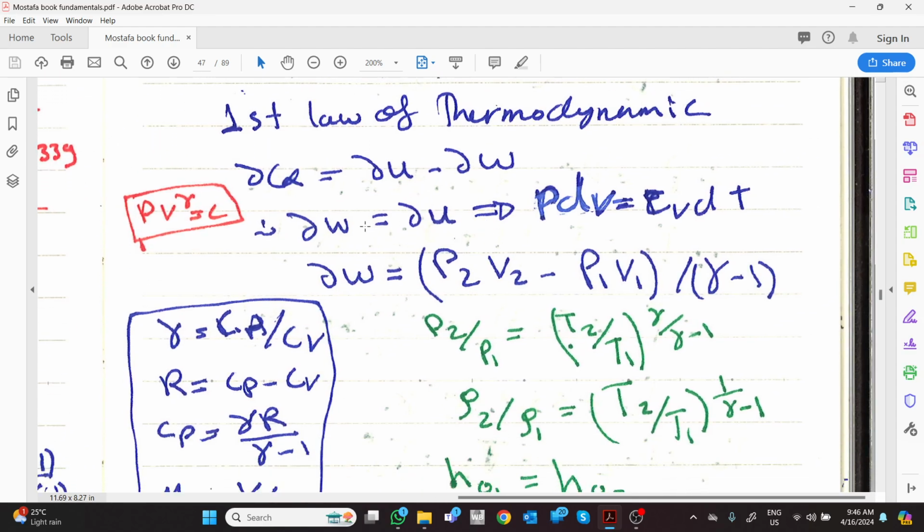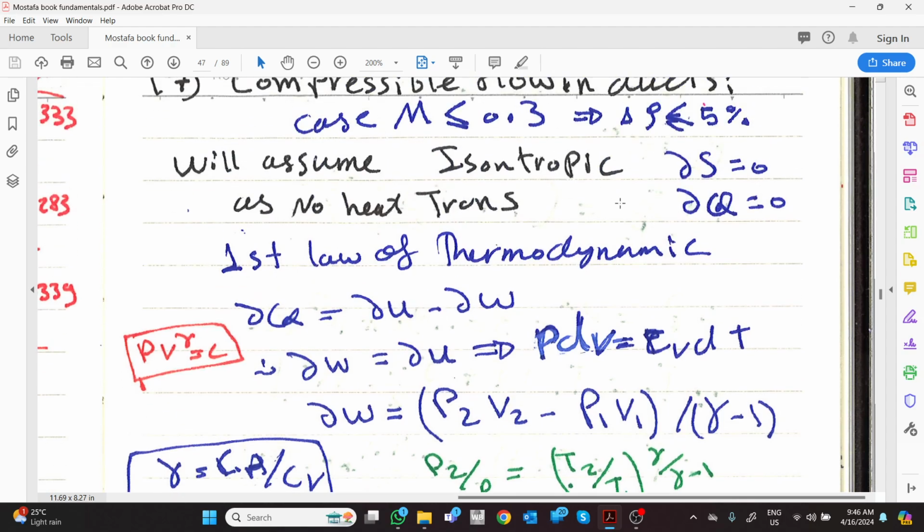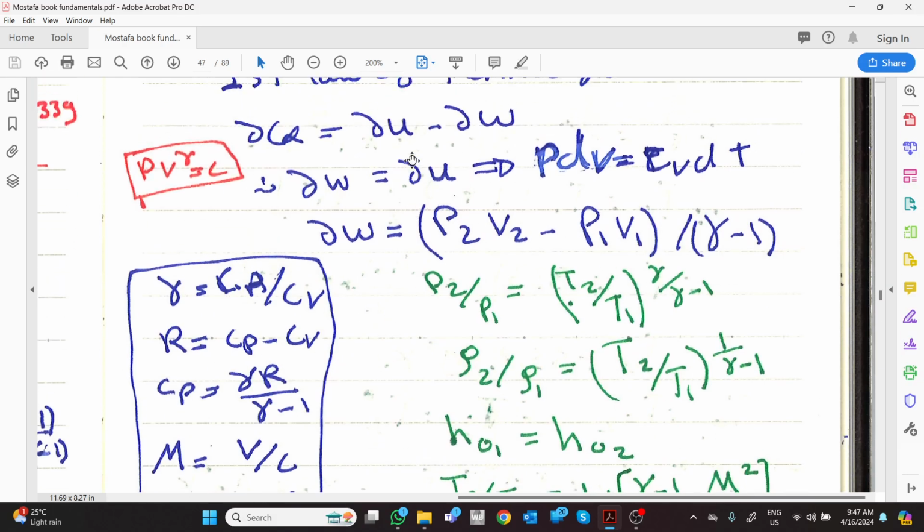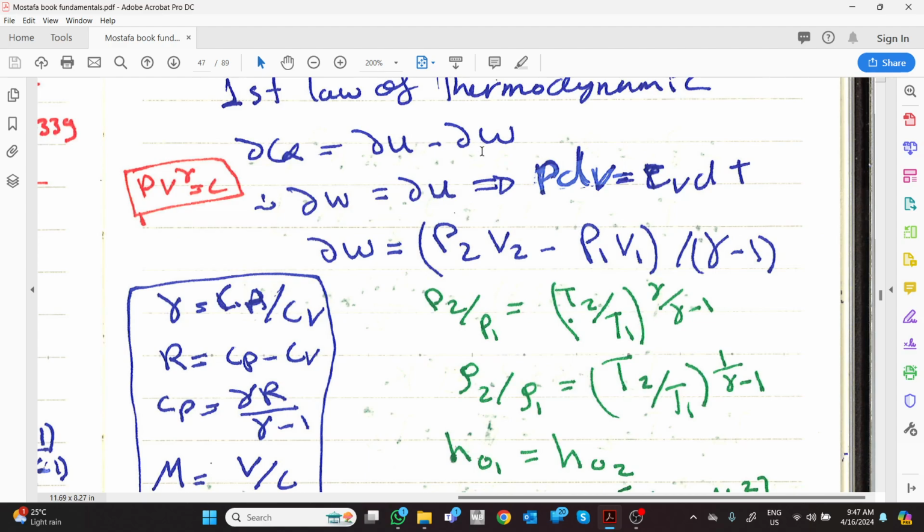Okay, work in case of no heat, which means it is an adiabatic process. Isentropic is an adiabatic process, but not every adiabatic process is isentropic. So we can write that the change in the work is equal to the change of the internal energy, where the change of the work is P dV and the change of internal energy is Cv dT.